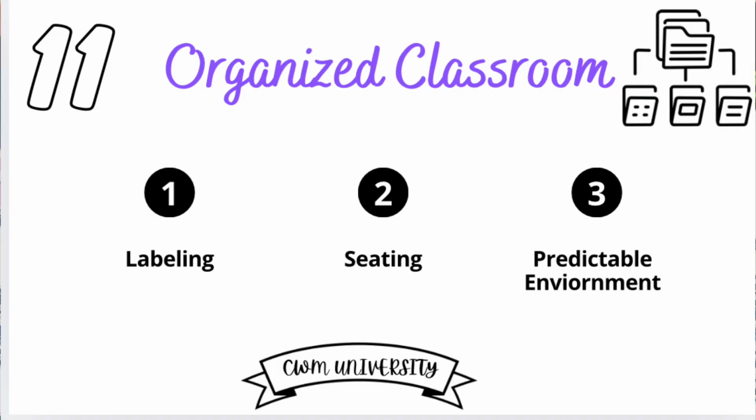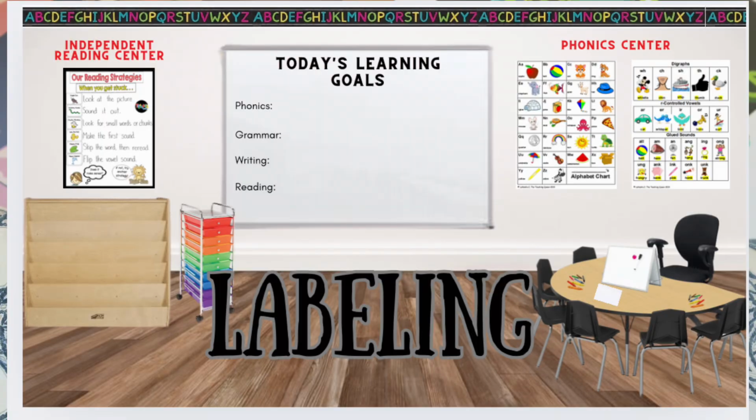Welcome to tip 11, organized classrooms. For an organized classroom, we want to make sure that we have everything labeled, have our seats arranged in some type of organized way, which we'll talk about in a second, and then make sure the environment is predictable. Now, why is labeling in our classroom important? It's important because it helps you not have to repeat things as much.